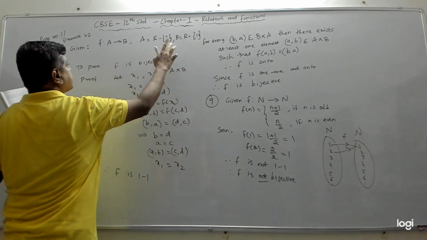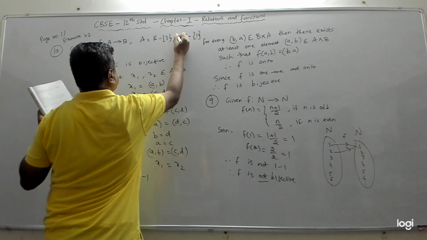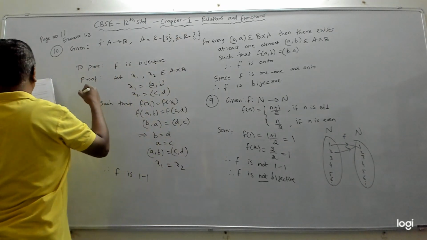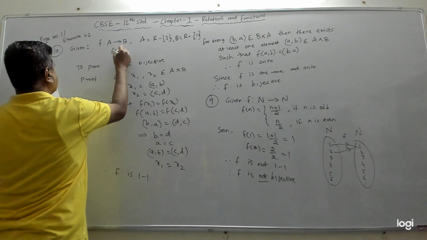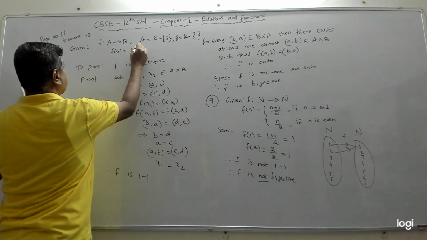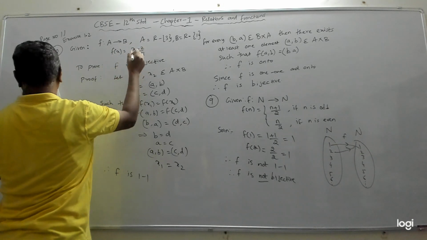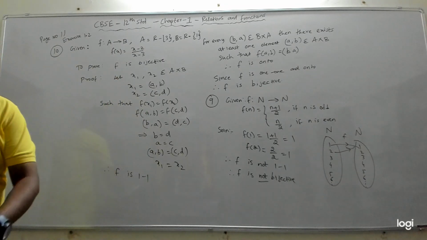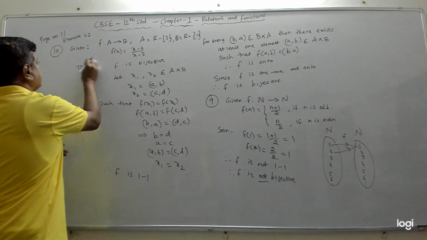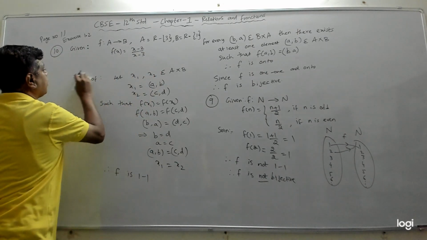All the elements except 1, that is your B set. And f of x is defined as (x minus 2) by (x minus 3). Is f 1 to 1 and on to? Justify your answer. So we have to check whether f is 1 to 1 and on to.